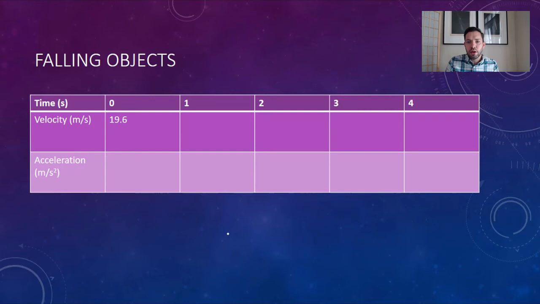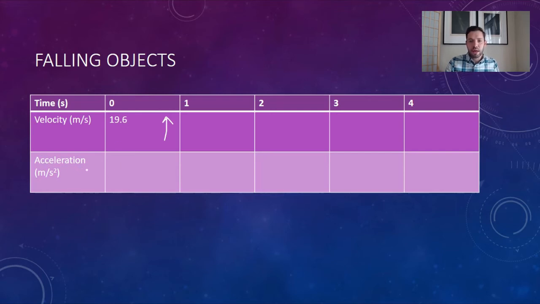Let's actually look at how the velocity is going to be affected as something falls under the influence of gravity. Now, let's imagine that instead of just dropping it, I am actually throwing a ball up in the air. So its starting velocity is not 0. It's actually 19.6 meters per second. And this is traveling upwards. So this is positive 19.6.